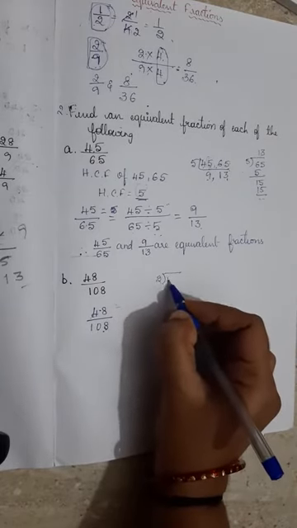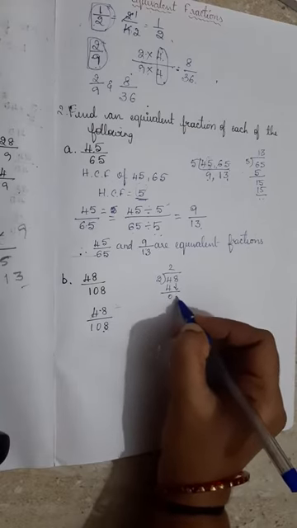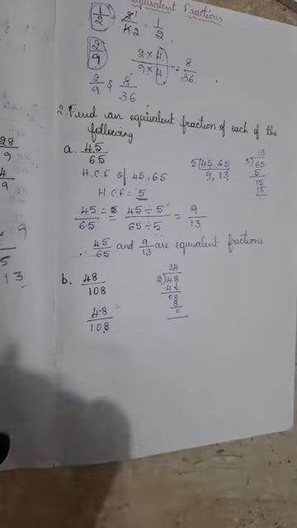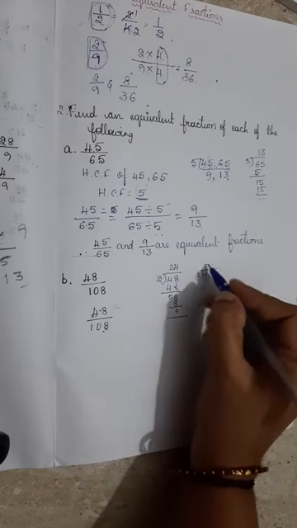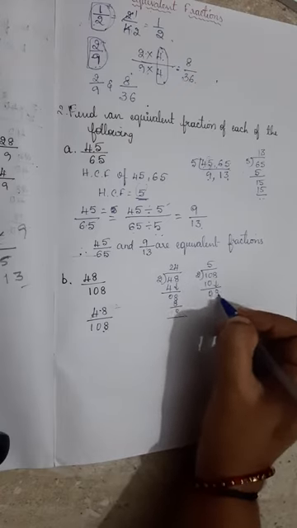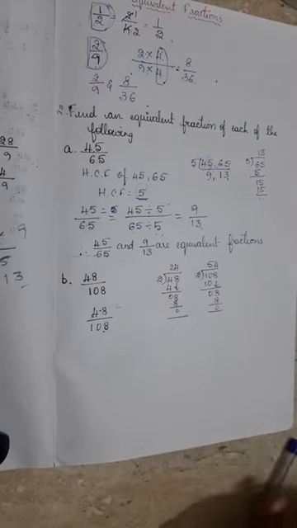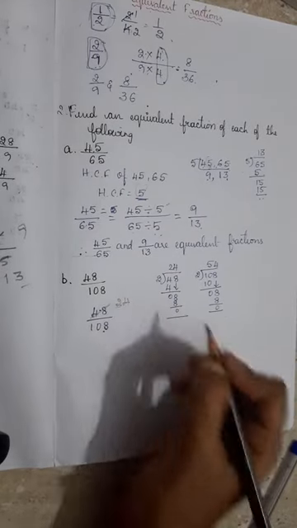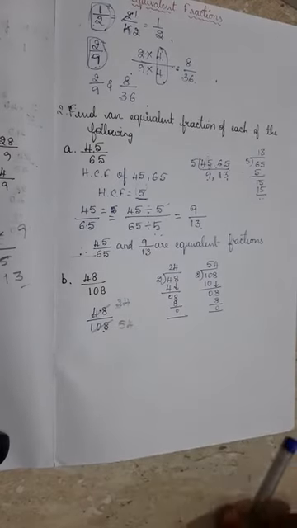Whether 2 divides 48: 2 2s are 4, 0. Next number is 8, 2 4s are 8. So it is divisible by 2. Next, 2 divides 108: 2 5s are 10, 0. Next number is 8, 2 4s are 8. So it is divisible. So you can cancel it off here. See, 2 24s are 48, then 2 54s are 108.